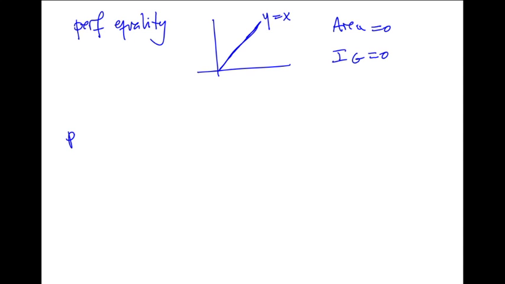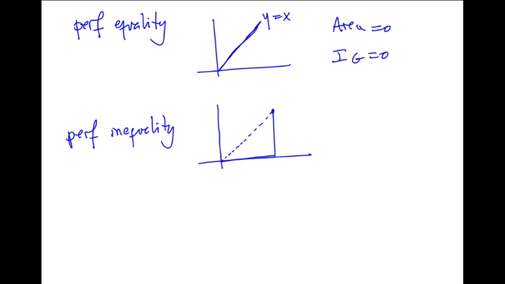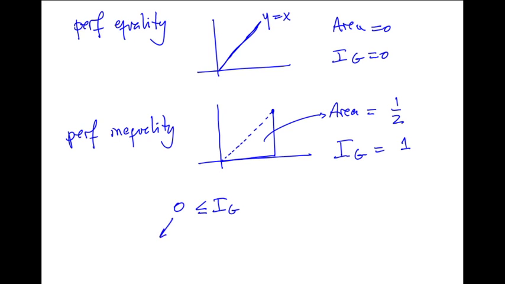If we have the case of perfect inequality, that means one person gets all the money, so it will be 0 all the time up to one person getting everything. So that will be the Lorenz curve. This is the equality curve. This area is the area of a triangle, is 1/2, and the index being twice the area is 1. So the index goes between 0 when we have perfect equality up to 1 when we have perfect inequality.